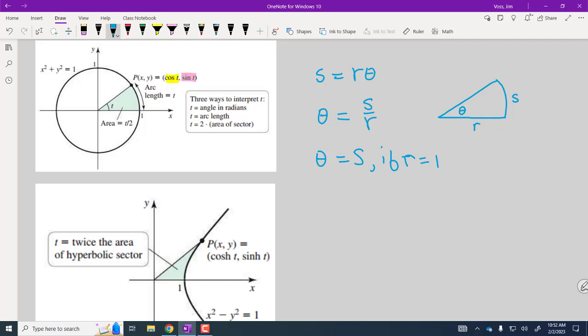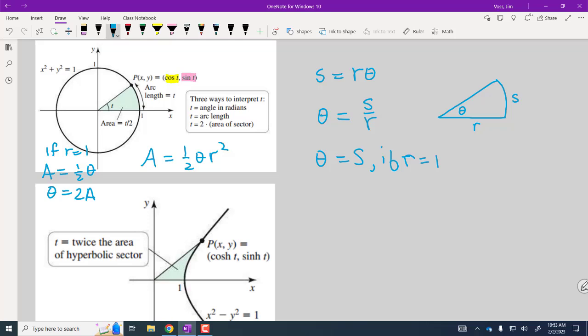So one thing we notice here, we also have a formula for area, and area is 1/2 theta r squared. If we're on a unit circle, so if r is 1, then this is going to be A equals 1/2 theta, or theta equals 2A, however you want to write it. And in this picture, they're using t for the angle, so you would have that area is t divided by 2. That's going to be the area of a sector.